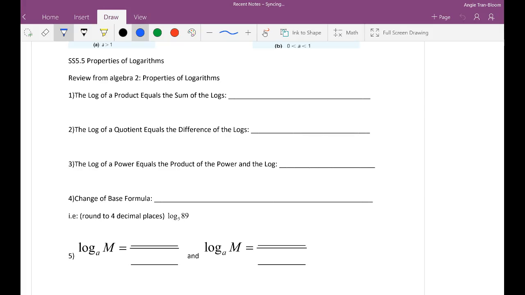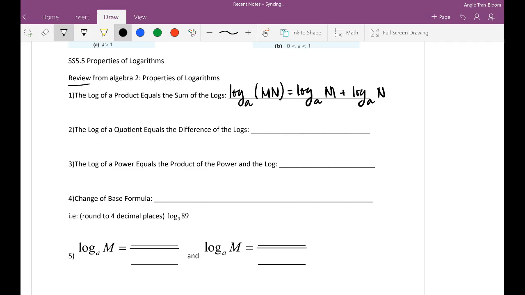Hello. So for our recording of 5.5, properties of logarithms, we will start out with a review from Algebra 2. The log of a product equals the sum of the logs. So what that means is log base A, if I were to multiply two things, for example, m times n, then according to this property, it equals, it's kind of like adding the two logs. So that means I have log base A of m plus log base A of n.